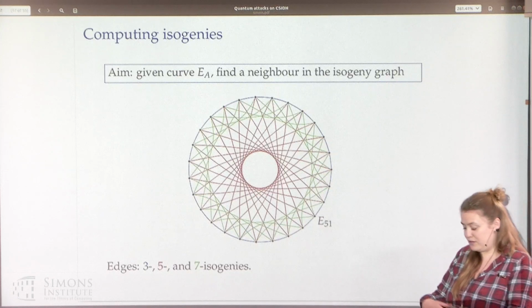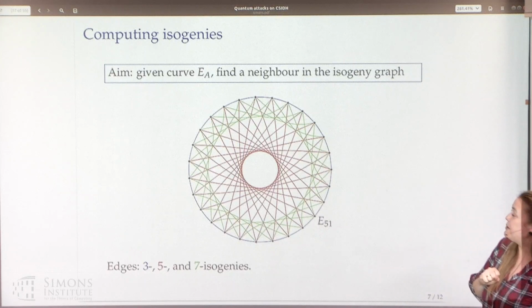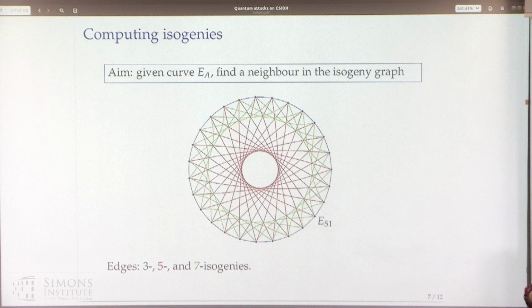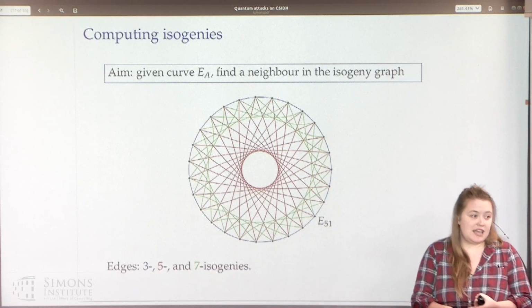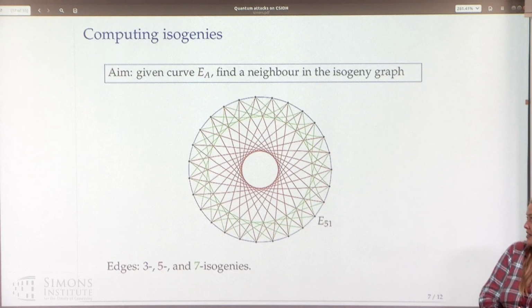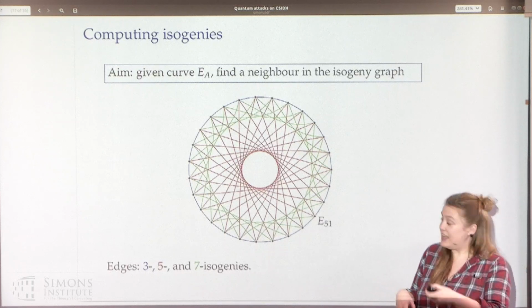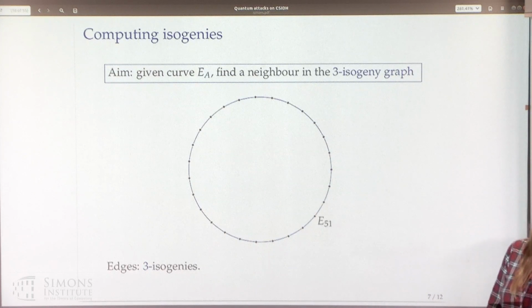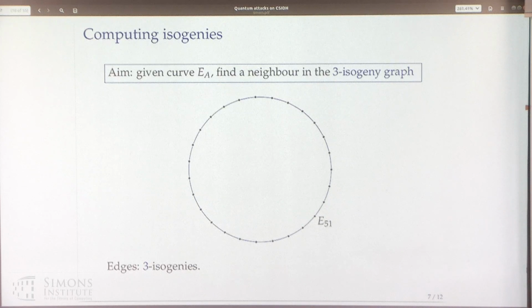So what's our aim in order to compute a path? Given a curve E_A, in the example I've chosen E_51, find a neighbor in the isogeny graph. You might want to make your problem a little bit easier, because here it has 6 neighbors: 2 neighbors on the blue graph, 2 on the green, and 2 on the red. You want to be able to find all the neighbors, but let's look at one thing at a time. Let's say I want to find a neighbor on the 3 isogeny graph, which is just the blue one. Now the edges are all 3 isogenies. So how do we find the 3 isogenies coming from E_51, in this case E_A?